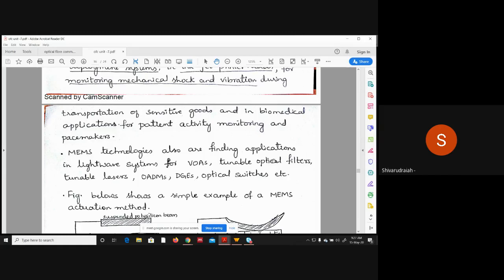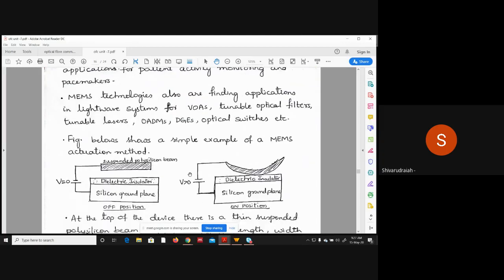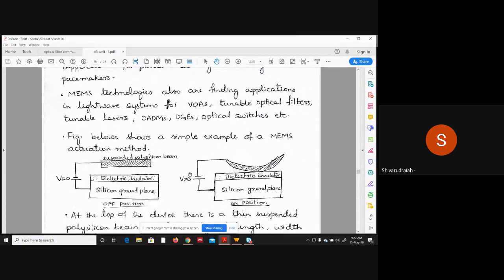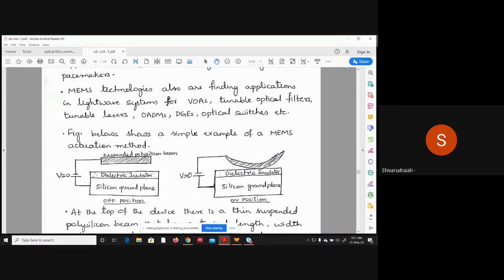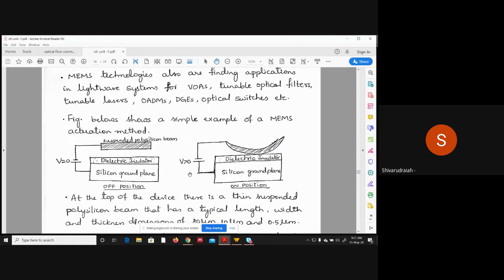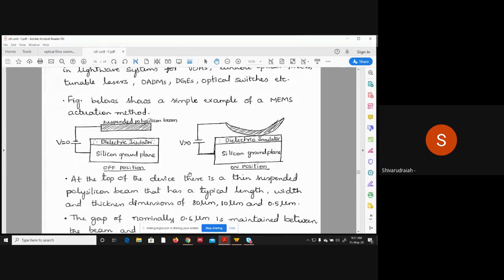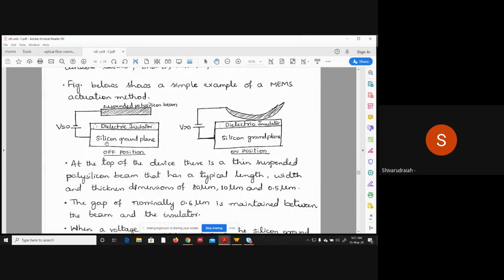Okay, so these are some of the active and passive devices which can also be constructed using MEMS technology. Let me now explain the concept of how the MEMS sensing and actuation function is established. Consider a silicon material. That silicon material is acting like a ground plane. On top of the silicon material, we will start growing a dielectric insulator.